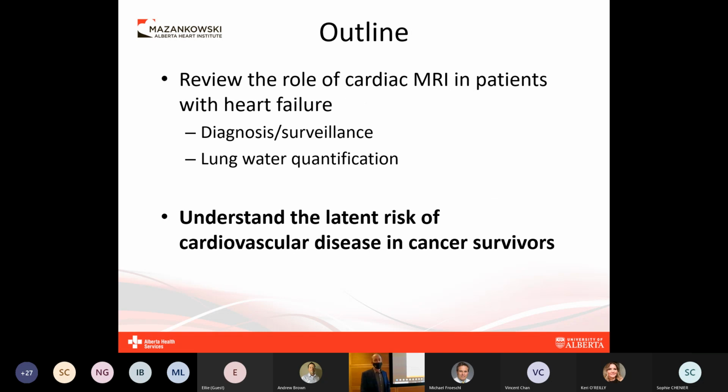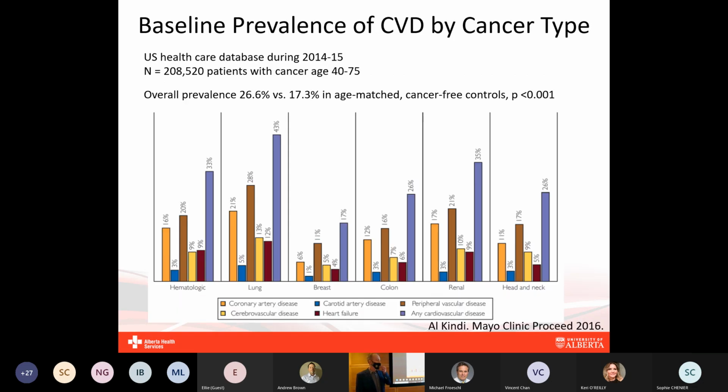Okay, now for the last part of my talk, I'm going to review some MRI data that we have, as we are trying to better understand what is the cardiovascular risk in cancer survivors. And just so you know, you may know this already, cardiovascular disease is highly prevalent in patients with cancer. This was a large US healthcare database study of over 200,000 patients. And they found that patients with cancer had CVD prevalence of 27% compared to 17% for cancer-free controls.